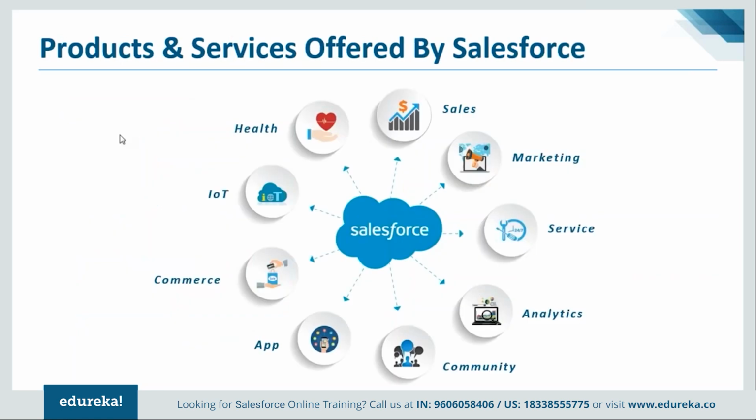Let me go forward and straight away talk about the different products and services which are offered by Salesforce. So Salesforce provides all these services. Okay, they provide Sales Cloud, they provide Marketing Cloud as a service, they provide something called a Service Cloud, they provide something called an Analytics Cloud, Community Cloud, the App Cloud, which is actually a platform as a service. They provide a Commerce Cloud, then they provide an IoT Cloud, and most of all, they provide something called the Health Cloud. And Salesforce provides all of these cloud services. Let me talk about each of them in brief and tell you what each of these services are about.